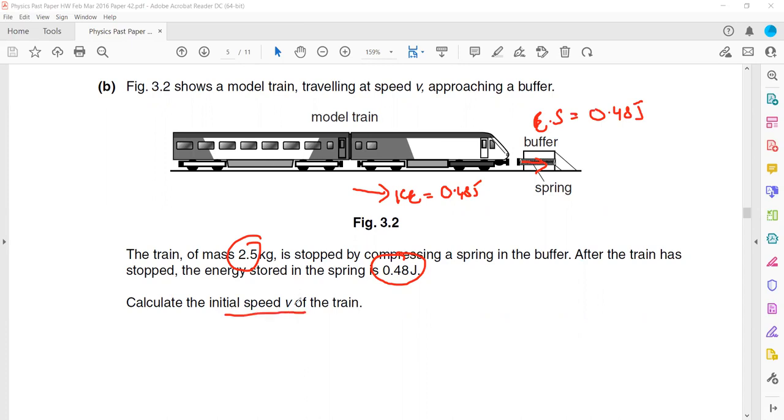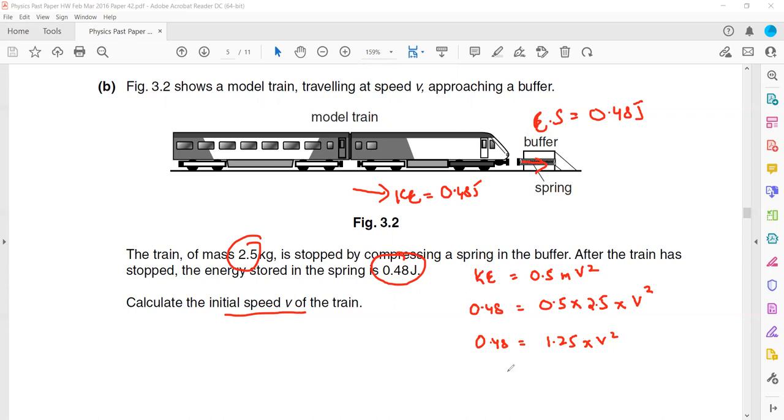Then we need the initial speed. If we know the kinetic energy, how do we get the speed? The formula is kinetic energy equals half mv squared, which relates the mass, speed and kinetic energy. The kinetic energy is 0.48, equal to 0.5 times the mass of the model train, 2.5 kg, times v squared. 0.5 multiplied by 2.5 is 1.25, so 0.48 equals 1.25 times v squared.